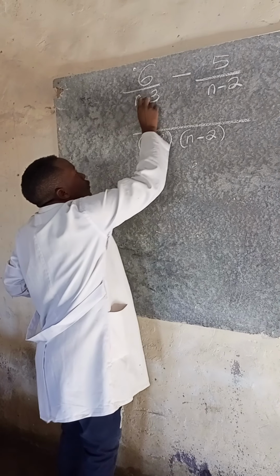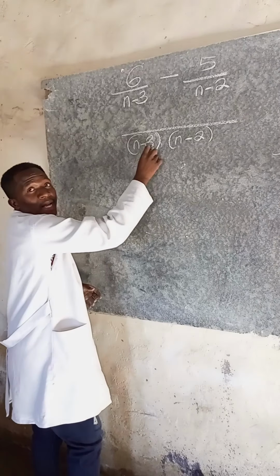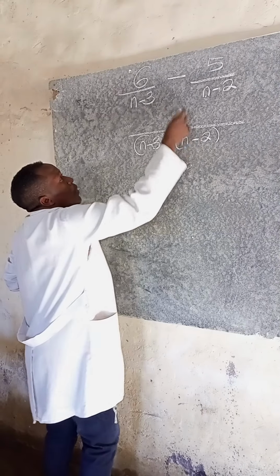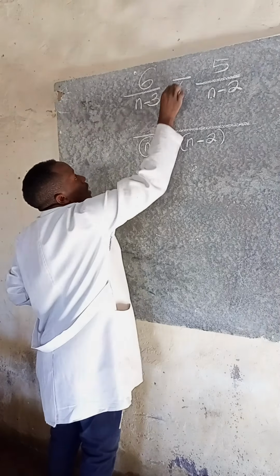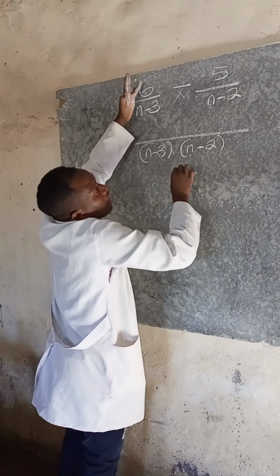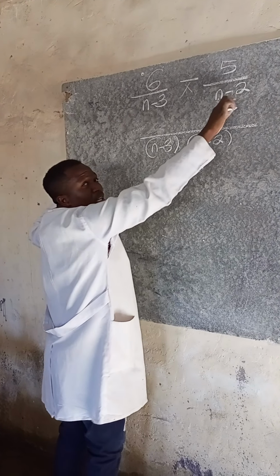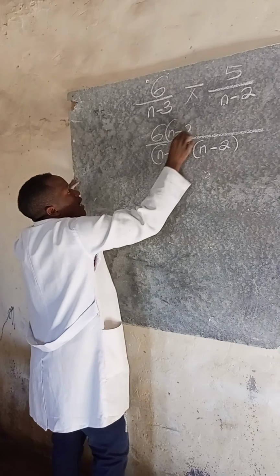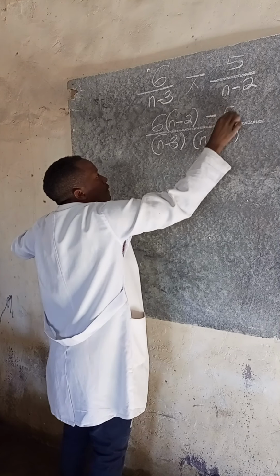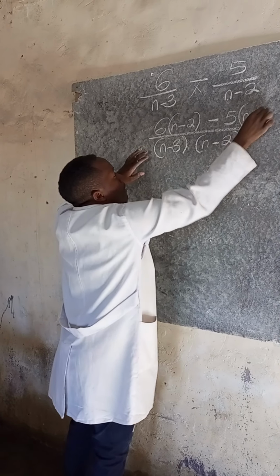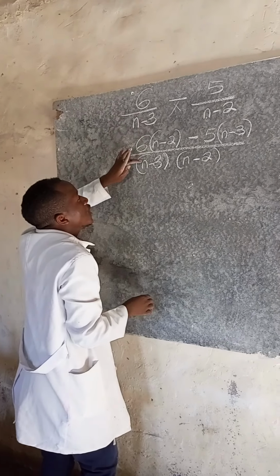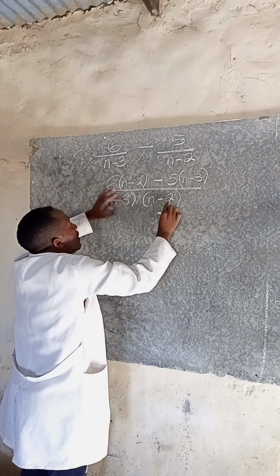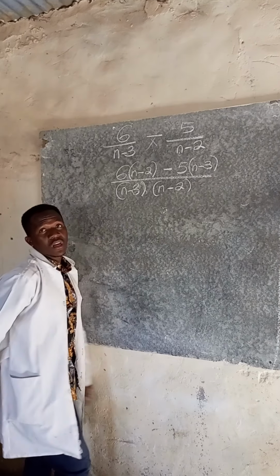Then for here, n minus 3 into n minus 3 will cancel, so it will leave this. Then n minus 2 into n minus 2 will be 1 also. In simple language, we are going to interchange: the numerator of the left fraction will multiply the denominator of the right fraction. So this is going to be 6, and we pick the other denominator, n minus 2. Then minus 5, and we pick this n minus 3. This is because n minus 3 into n minus 3 is 1, so n minus 2 times 6. And n minus 2 into n minus 2 is 1, so n minus 3 times 5, which is what I've written here.